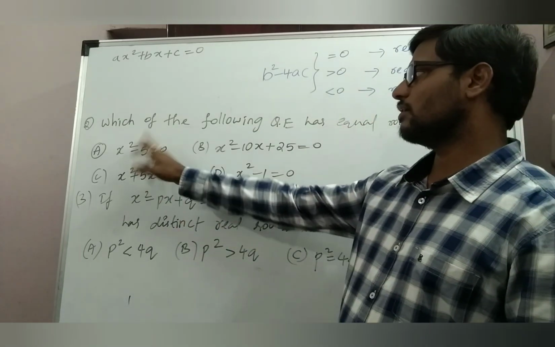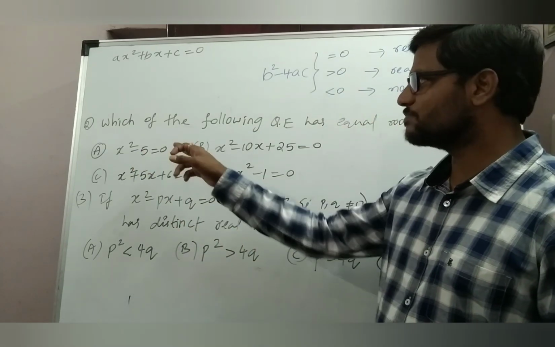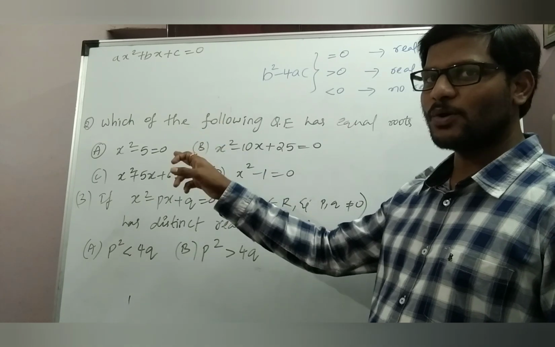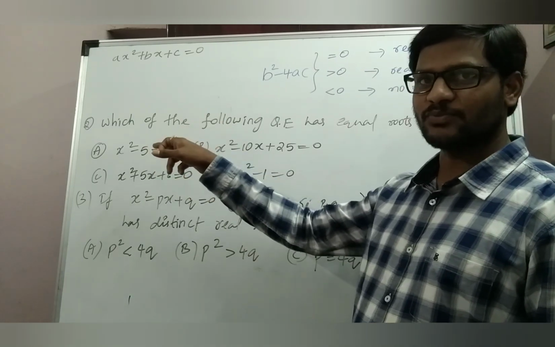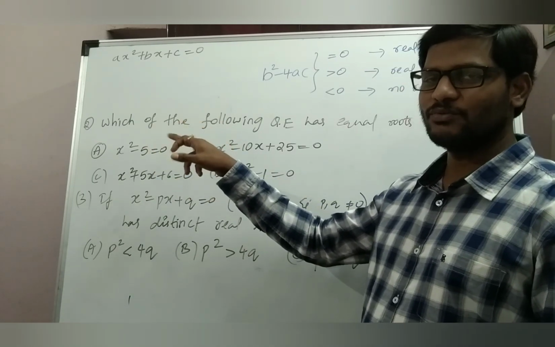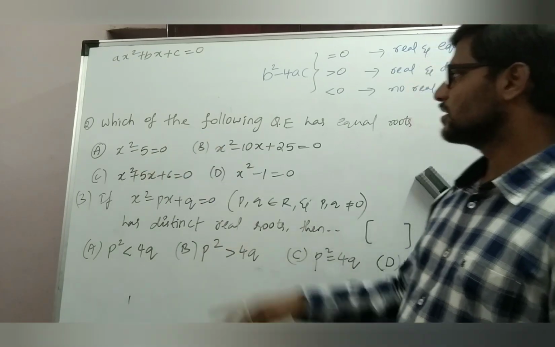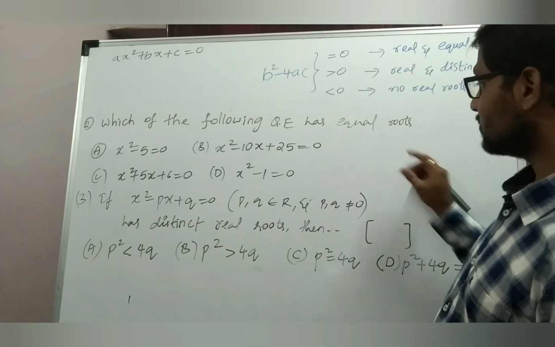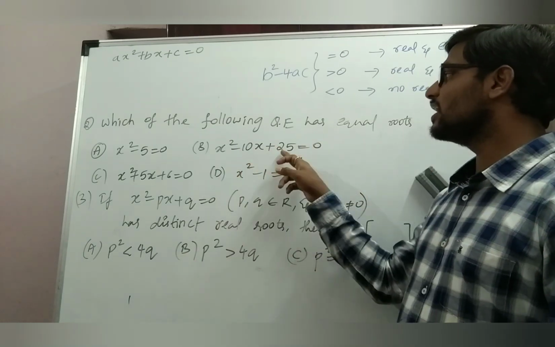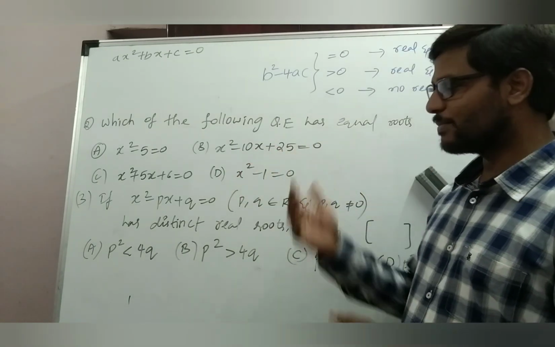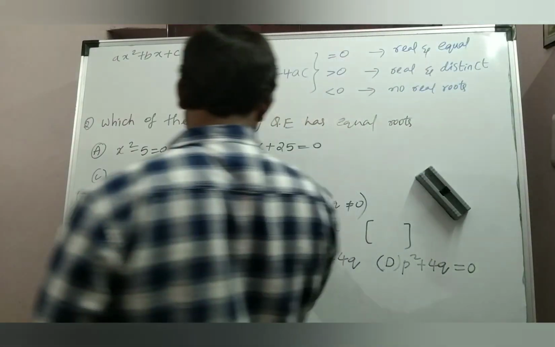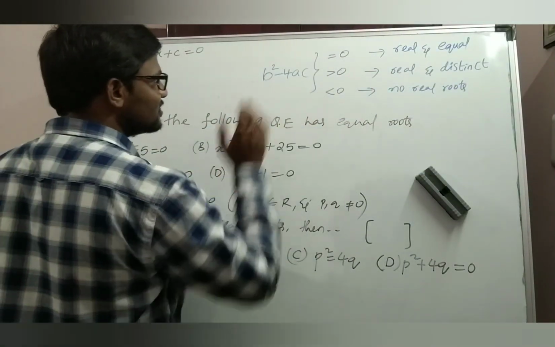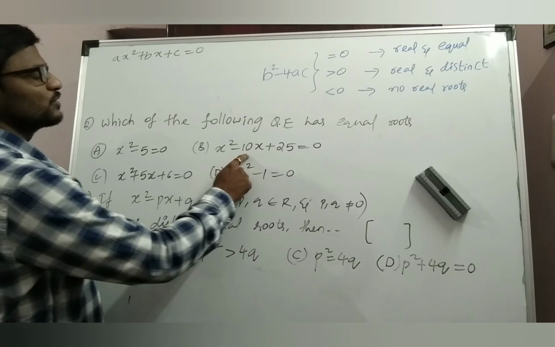Now we'll see which option is correct. First option, there is no x coefficient. So what is the b value? 0. 0 minus 4 into minus 5, 0 minus of minus is plus, 4 fives are 20. So positive. Next, minus 10 whole square is 100, minus 4 into 1 into 25 is 100. 100 minus 100 is 0. So here option B is giving 0. b square minus 4ac is 0. So what is the option?